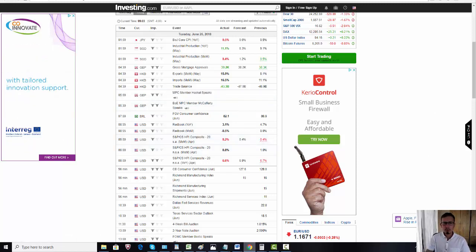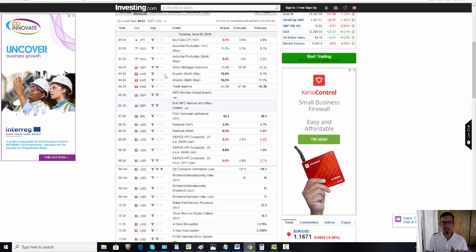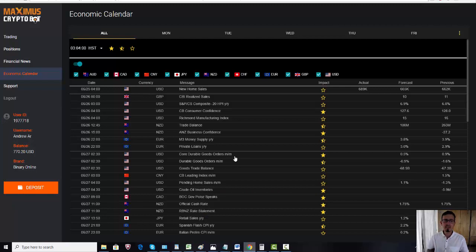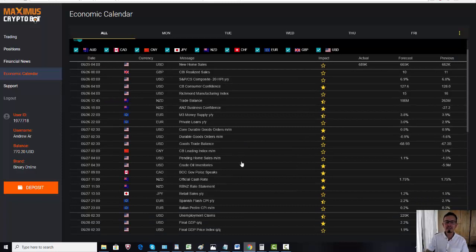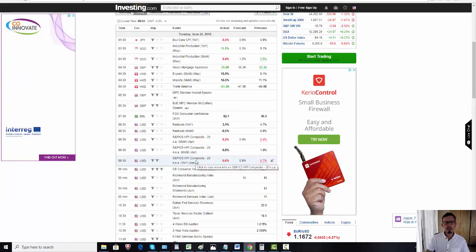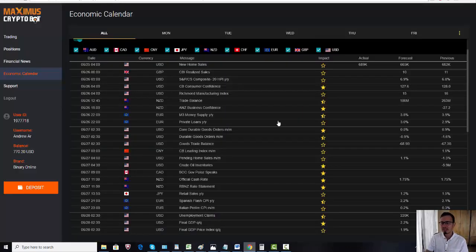So what I was going to say is that this economic calendar can now also be analyzed on the Maximus-Cryptobot platform, which is fantastic. The economic news calendar on Maximus-Cryptobot looks a little bit different from the economic calendar provided by investing.com, but when you take a look at it, it's not that different. Perhaps this is actually a little bit better. In Maximus-Cryptobot, you can switch on and off particular news announcements for particular currencies.